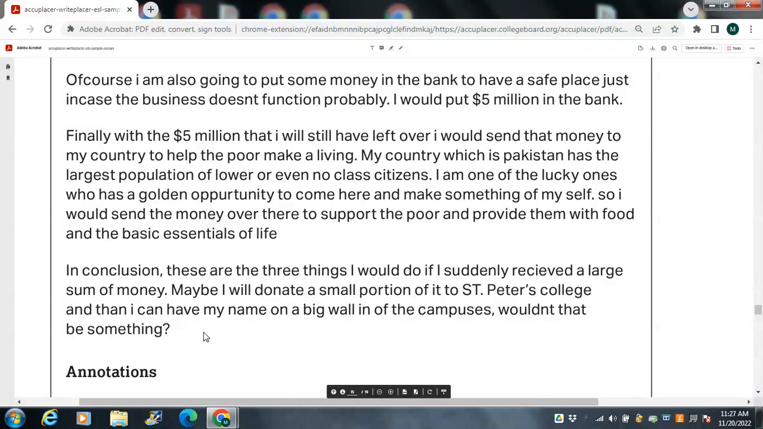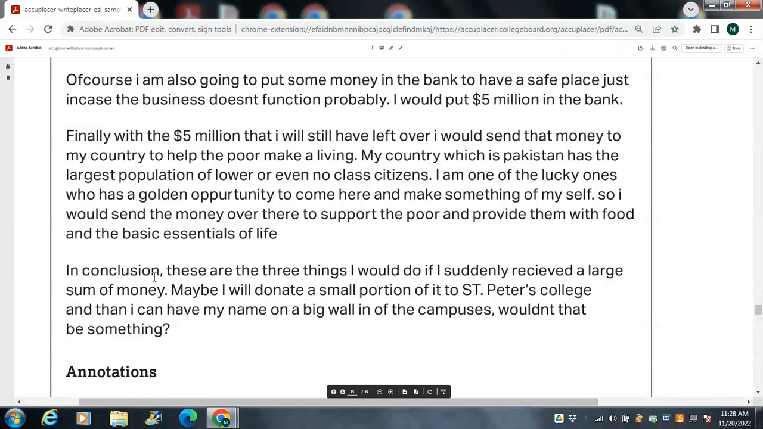Okay, that said, right writers, moving on to paragraph 6, or what would be considered the last paragraph. In conclusion, these are the three things I would do if I suddenly received a large sum of money. Maybe I will donate a small portion of it to St. Peter's College, and then I can have my name on a big wall in of the campuses. Wouldn't that be something? Okay, so I really love that they just went on a different sort of topic at the end. And it wasn't technically three things, but really four things.